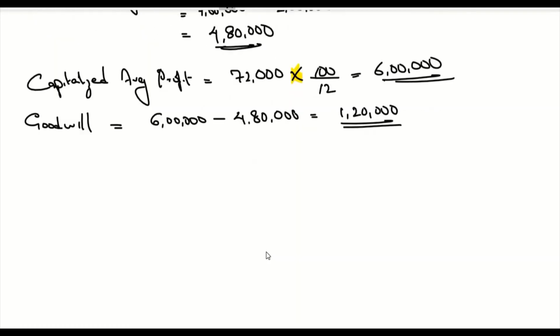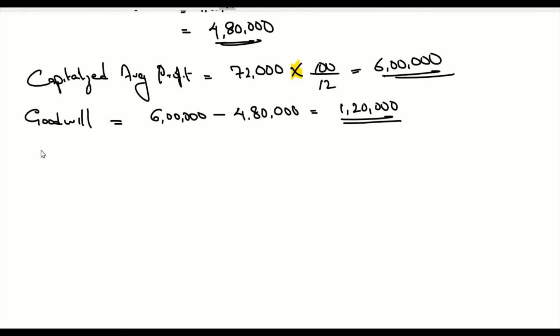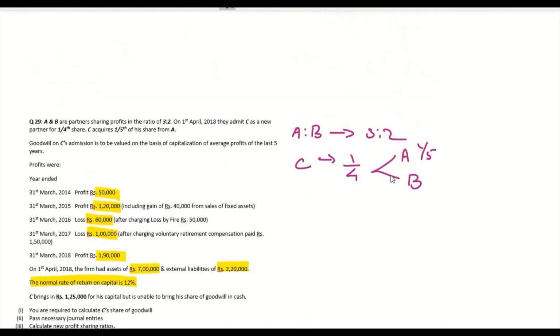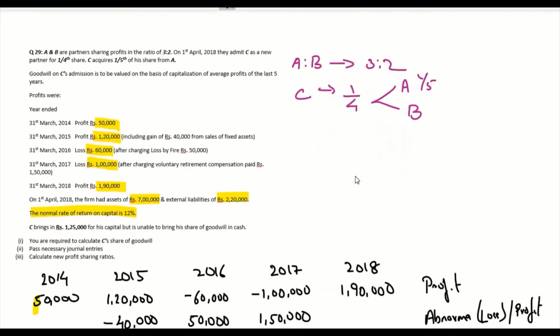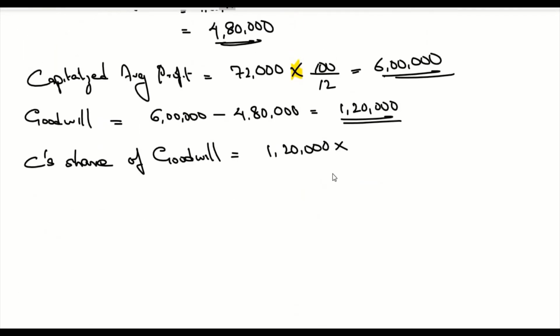Now this is the goodwill of the firm. We need to find the new partner's goodwill. So C share of goodwill is equal to goodwill of the firm 1,20,000 multiplied by his share of profit. What's his share of profit? He is admitted for 1/4 share of profit. So goodwill of the firm multiplied by 1/4 is equal to 30,000. So C share of goodwill is 30,000.